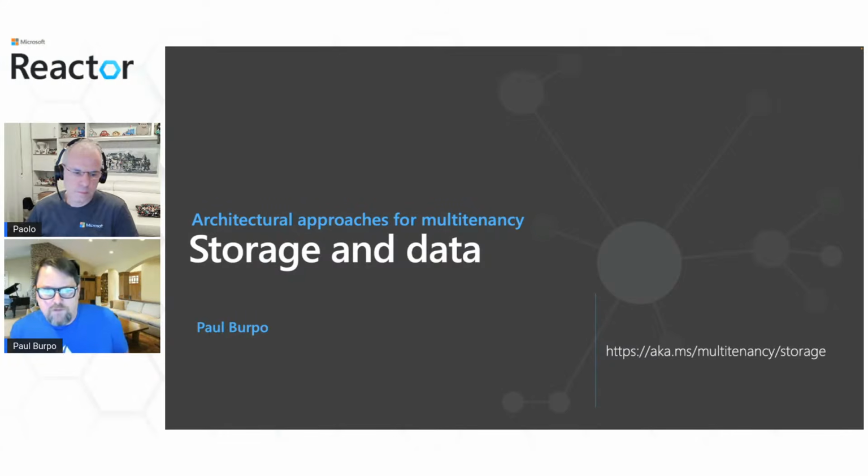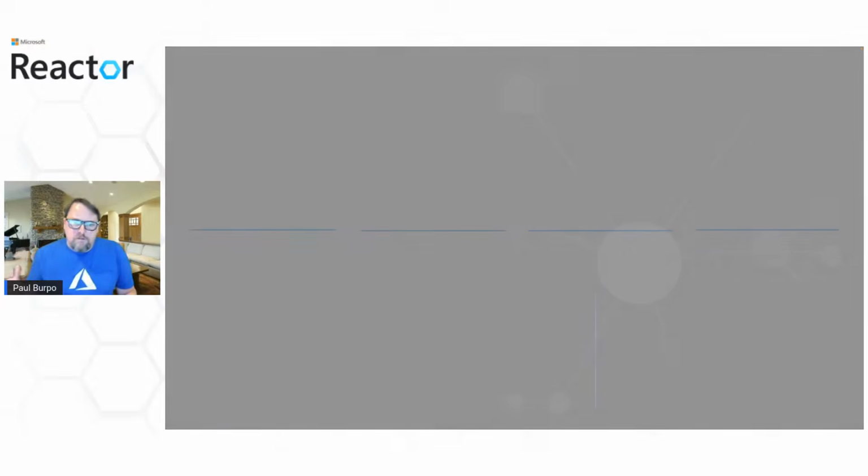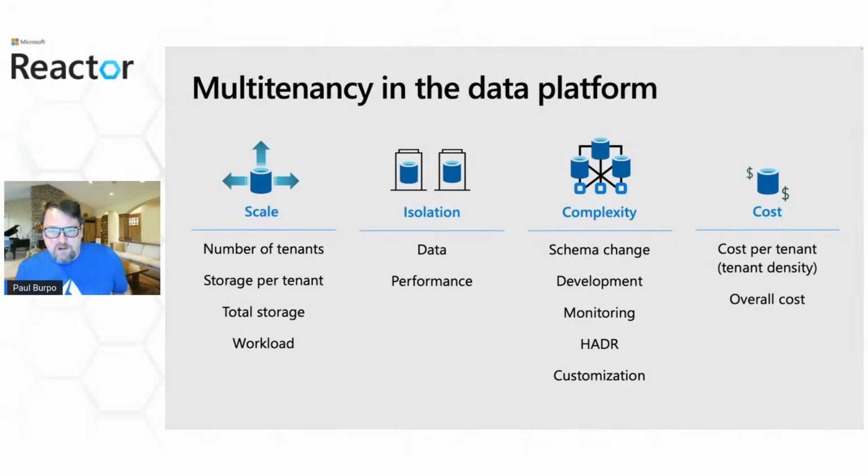All right, thanks, Paulo. So next, I'm going to talk about multi-tenancy in the storage and data tier of a multi-tenant application. And we can really categorize these design decisions into 4 categories here: scale, isolation, complexity, and cost.